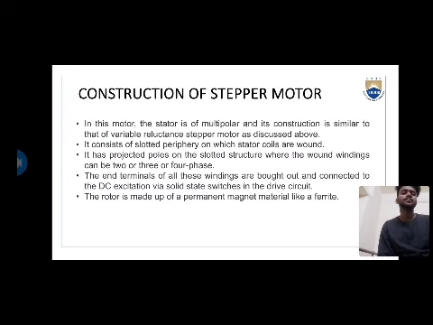Stepper motor. Construction of stepper motor. In this motor, the stator is multipolar and its construction is similar to that of the variable reluctance stepper motor as discussed above. It consists of a slotted periphery on which stator coils are wound. It has projected poles on the slotted structure where the windings can be 2, 3 or 4 phase. The end terminals of all these windings are brought out and connected to the DC source via solid state switches in the driver circuit. The rotor is made up of permanent magnet materials like ferrite.